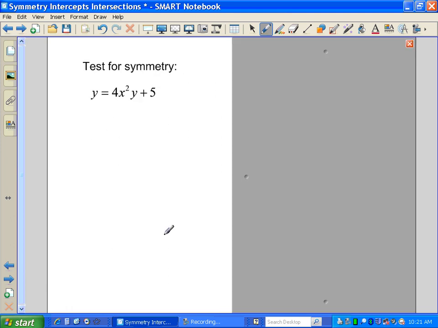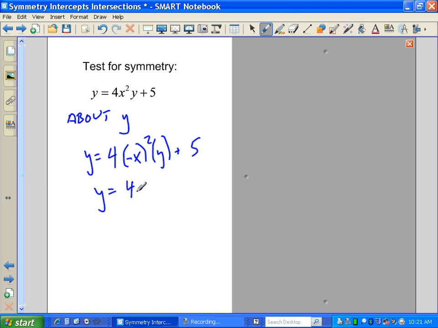Okay, so, testing for symmetry. We're going to test for symmetry this way. First, for symmetry about y, we're going to replace x with negative x. So y equals 4 times negative x squared times y plus 5. When I do that, negative x times negative x turns into x squared. So this turns into 4x squared y plus 5. So check, back where we started.